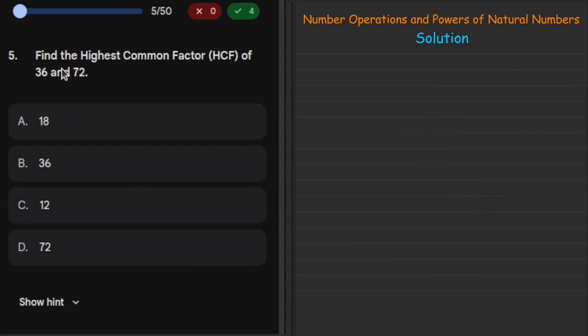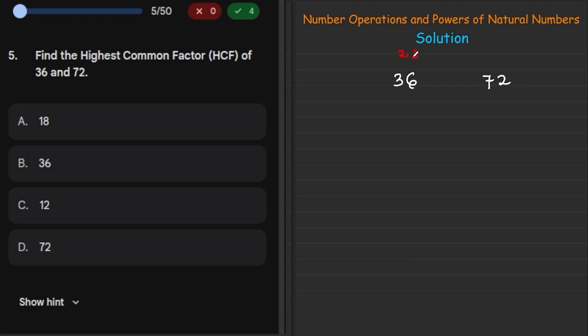So the next question says find the highest common factor of 36 and then 72. Since we want the highest common factor, we can use any of the two methods of prime factorization. That is either the tree method or the table. But the table seems to be very, very fast. So let's try that. We have our 36, and then the 72. So what we seek to do is we consider our prime numbers. Our prime numbers we know are what?